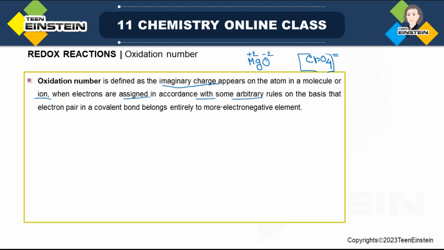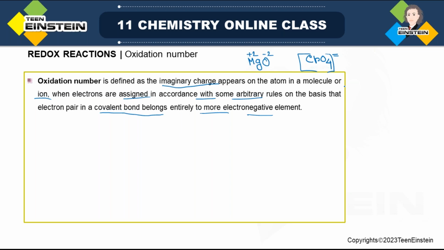We will see some rules, and we will apply those rules. These are very simple rules and nothing very complex. So on the basis of those rules, with some arbitrary rules, the electron pair in a covalent bond belongs entirely to the more electronegative unit.